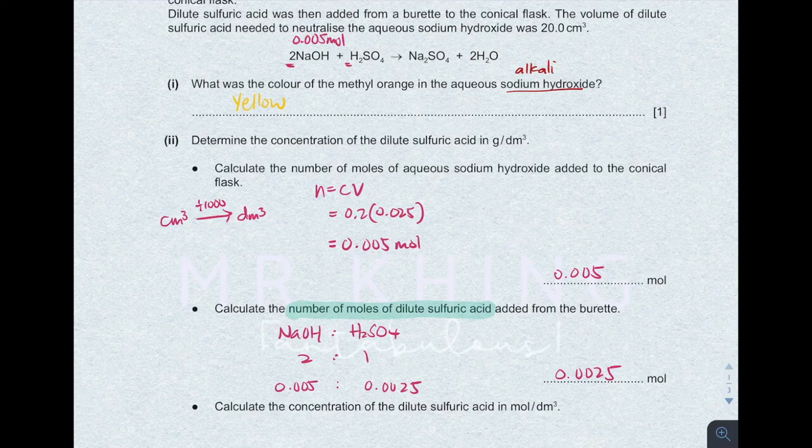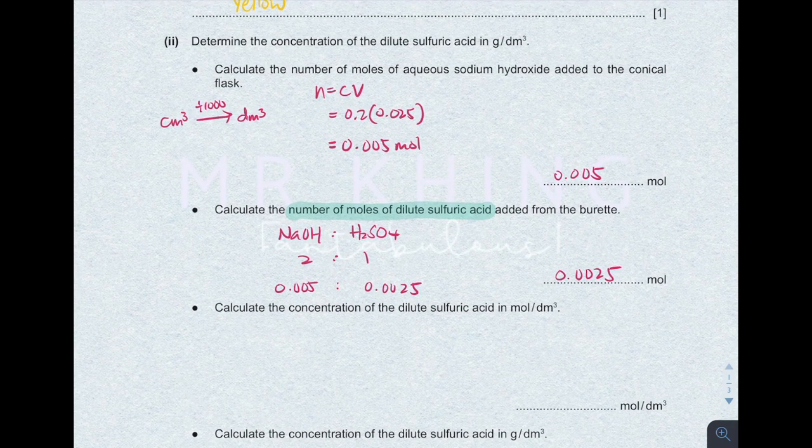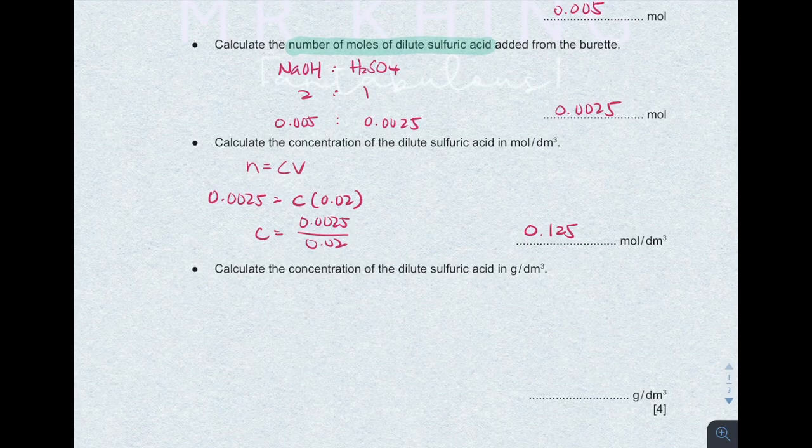Next, what is the concentration of sulfuric acid? Okay, concentration, with the formula n equals cV. Number of moles, we know it is 0.0025. Concentration, we don't know. Volume, you see, based on the question given, the volume of sulfuric acid is 0.02. So eventually the answer is 0.125 mole per dm cubed.